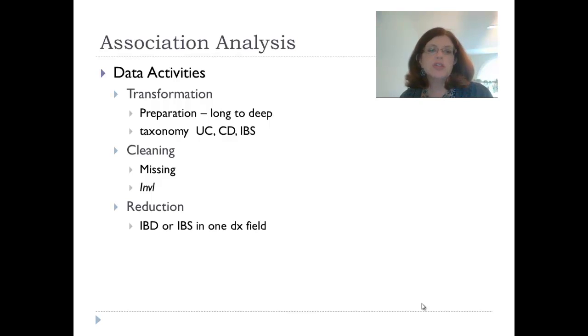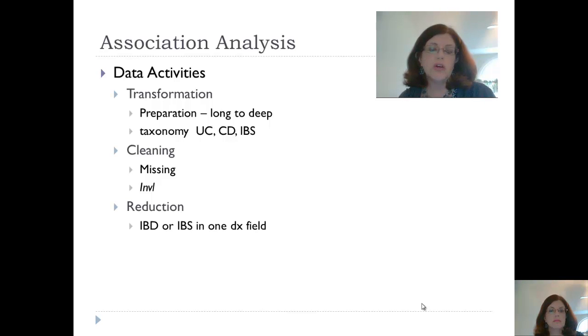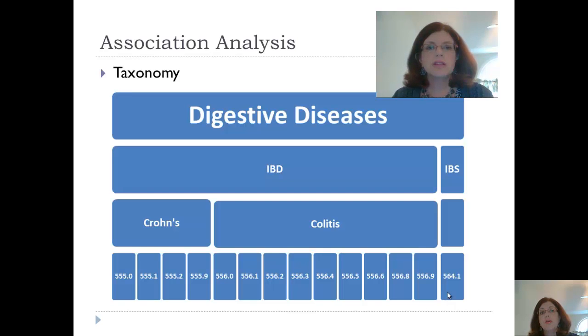For data reduction, we limited the records, the individual discharges, to those that had a diagnosis of IBD disease, which is Crohn's or colitis, or irritable bowel syndrome in any one of their diagnosis fields 1 through 25. We'll cover things like lessons learned. As I said, we'll look at the taxonomy now. So let's go ahead and get started.